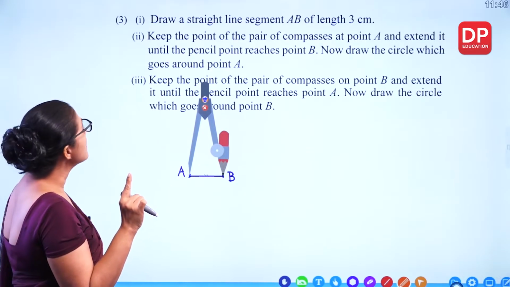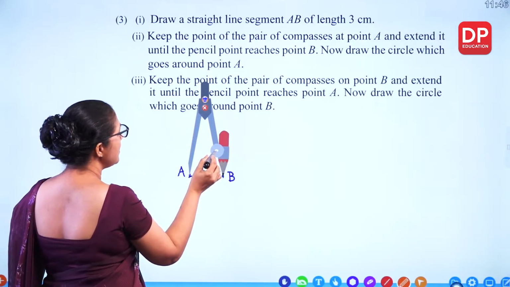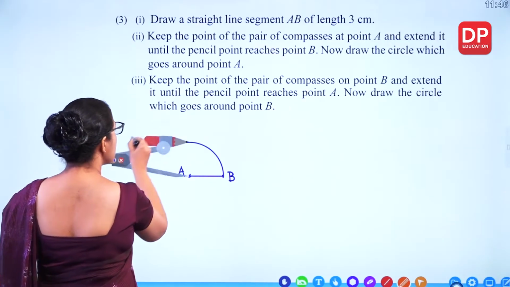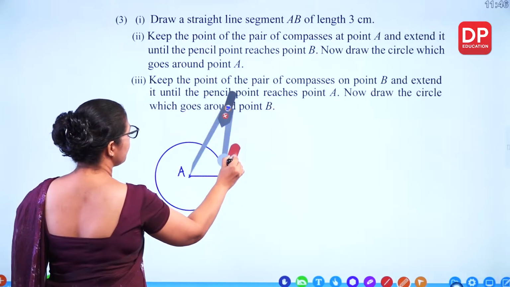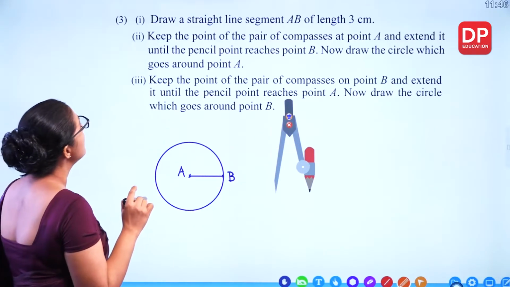Now draw the circle which goes around point A. So you can draw the circle. So this is the circle you get.